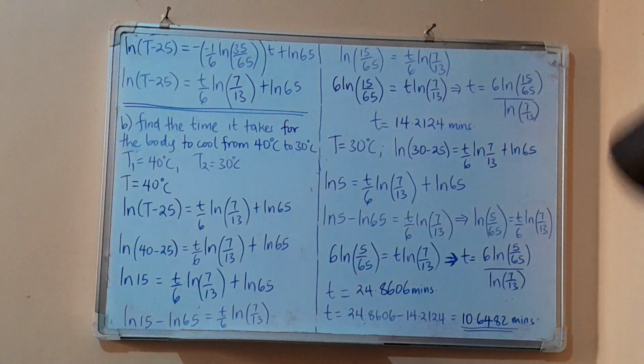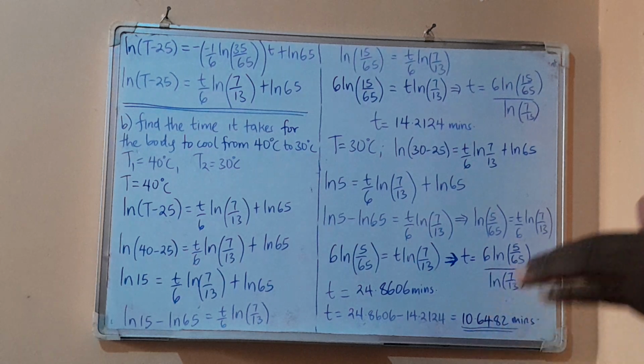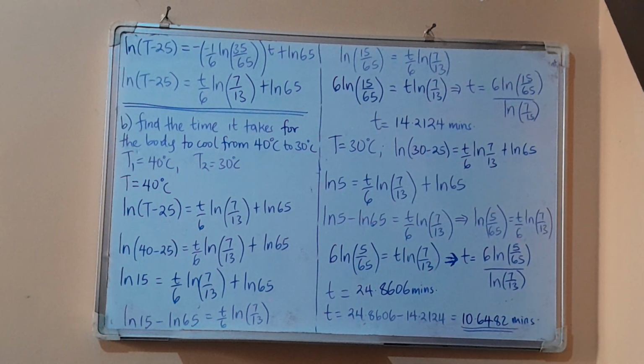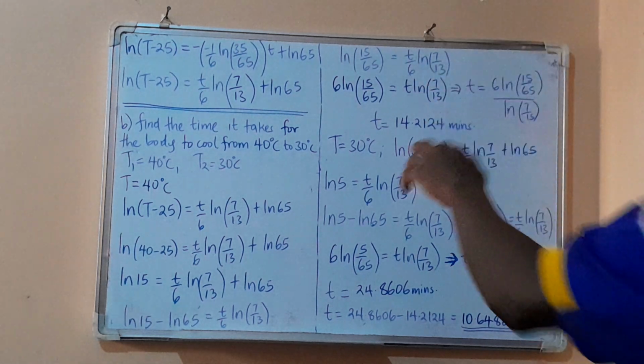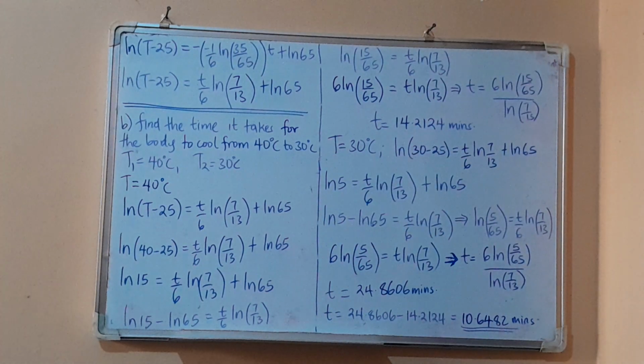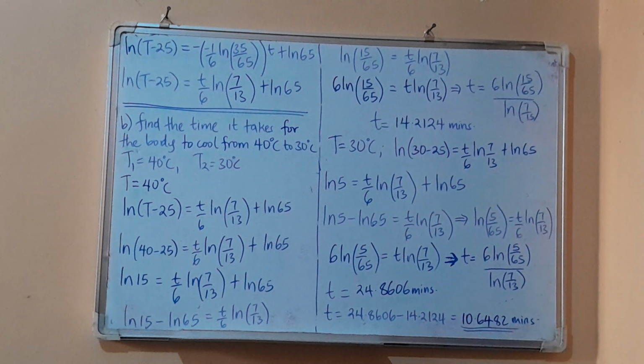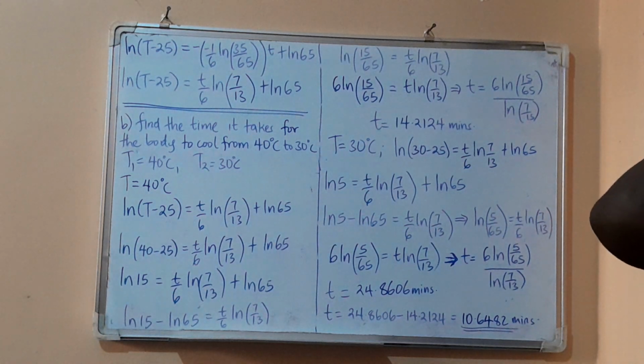Observe that as the temperature goes on decreasing, the time should actually increase. So when T is equal to 30, we should get a larger value of time as compared to the situation when T is 40. Yes. So the longer the time, the lesser the temperature.